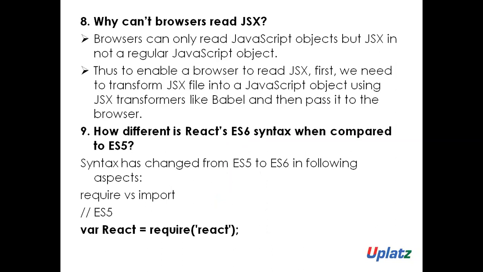Why can't the browser read JSX? Because it is not regular JavaScript. It is JSX, so it first needs to transform that JSX file into a JavaScript object, which Babel does, and then it passes it to the browser. This is the actual procedure.